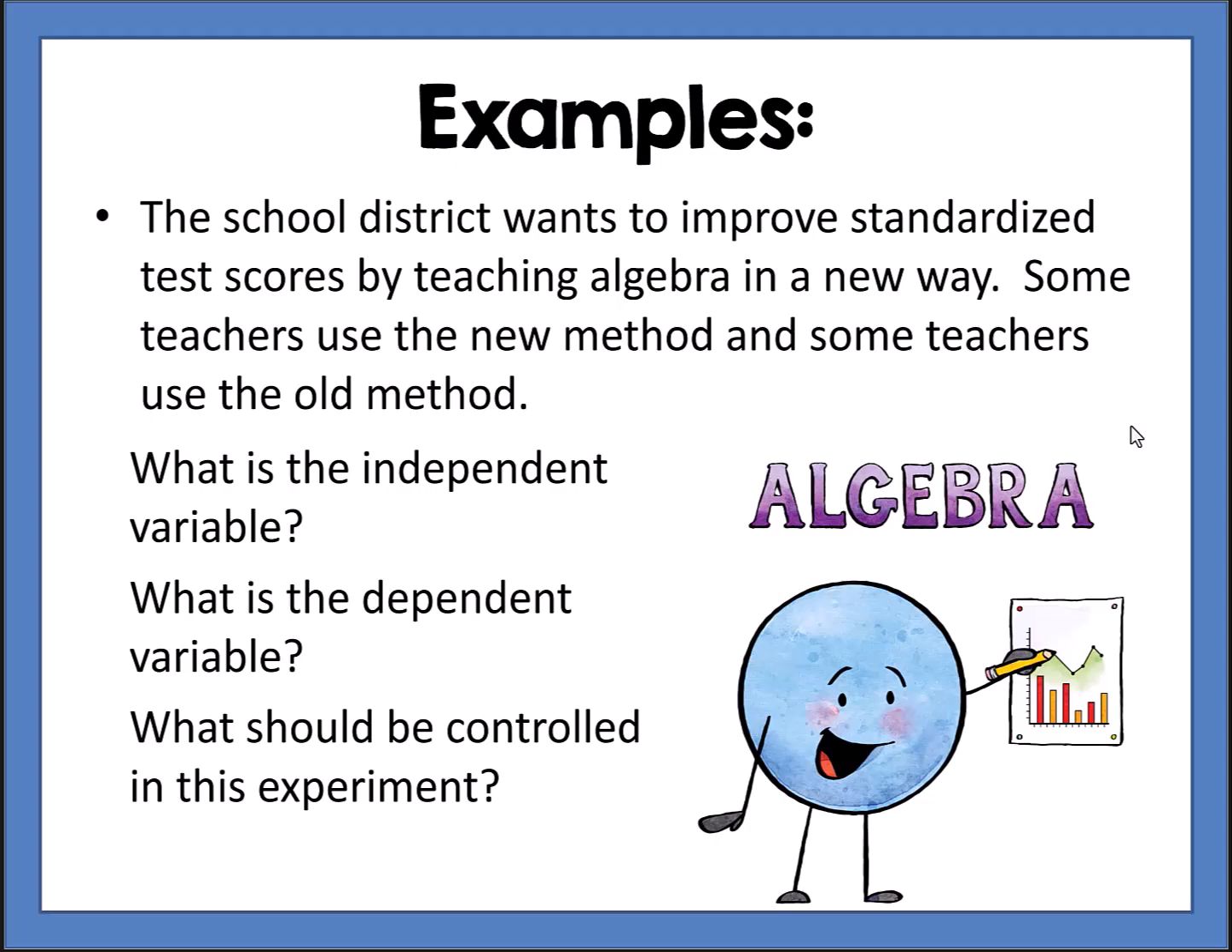And what should be controlled? Again, there's a variety of things that might be able to be controlled in this experiment. The number of students in each class, the age of the students, how many days of class they actually have before the standardized test, what were their previous test scores. Items like that would be controlled in order to effectively determine whether this new method of teaching was actually making an effect on those test scores.